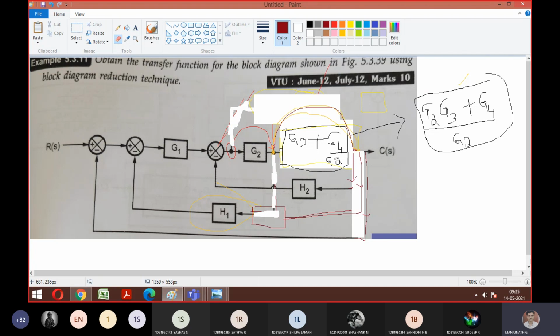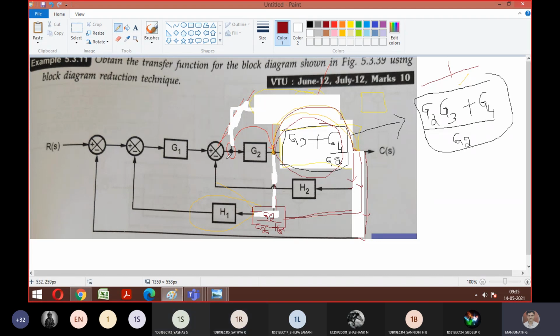Hope everyone got it. I am moving the takeoff point from this point to this point, which means whatever block is there, that should be 1 divided by. So that is why this answer is 1 divided by, nothing but its reciprocal. So G2 divided by G2, G3 plus G4, you can write here. So G2 divided by G2, G3 plus G4. So this is the answer. From now onwards, it looks easier for you to solve.